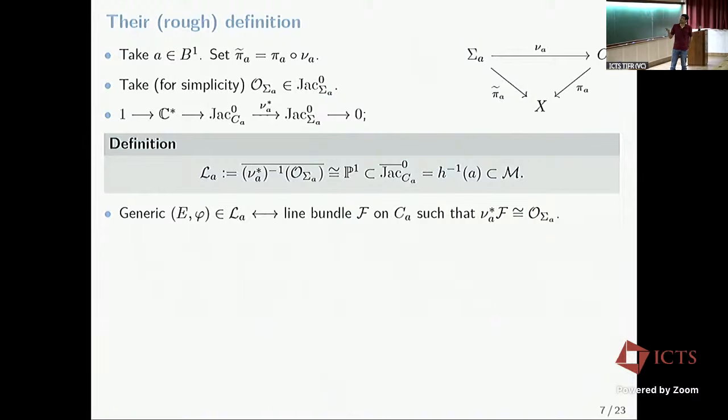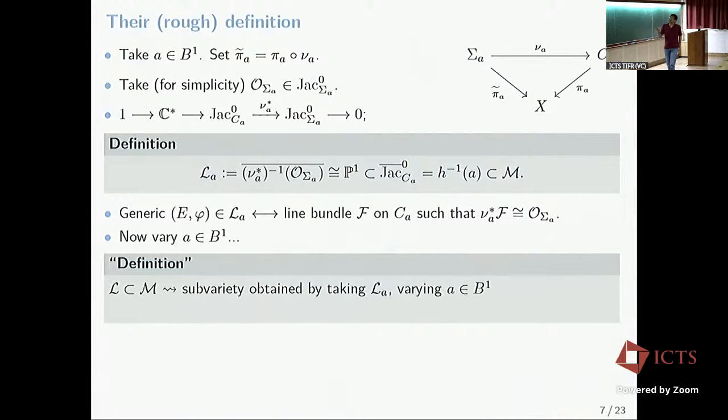And this lives inside the compactified Jacobian. So I'm taking the closure inside the compactified Jacobian. This gives me a P1 inside the compactified Jacobian. Okay? And so this is something living inside a fiber of the Hitchin map. For now, this only defines something inside a fiber. So a generic element here, of course, is a line bundle on the spectral curve whose pullback is this trivial line bundle. And by generic here, I mean something in C star and not in P1.